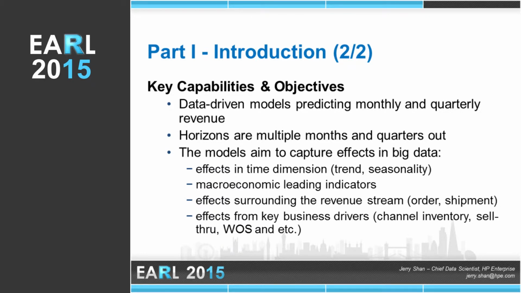But we want to capture much more. We want to capture the effects from microeconomic leading indicators. There are so many, and we will give a core list that we analyzed. And then we want to capture effects around the revenue stream. Since we are predicting revenue, definitely you want to have good knowledge and modeling of effects around the revenue stream. In this case, first the order, then shipment, and then revenue recognized.